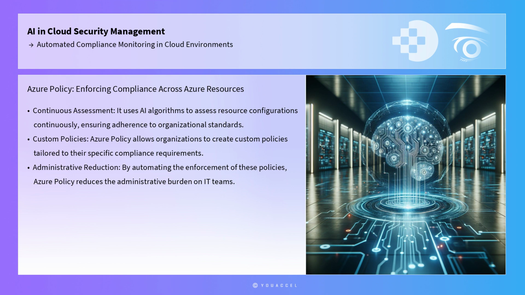Azure Policy is another example of a cloud-native tool that enforces compliance policies across Azure resources. It uses AI algorithms to assess resource configurations continuously, ensuring adherence to organizational standards. Azure Policy allows organizations to create custom policies tailored to their specific compliance requirements, providing flexibility and control over their cloud environments. By automating the enforcement of these policies, Azure Policy reduces the administrative burden on IT teams and minimizes the risk of non-compliance due to misconfigurations.